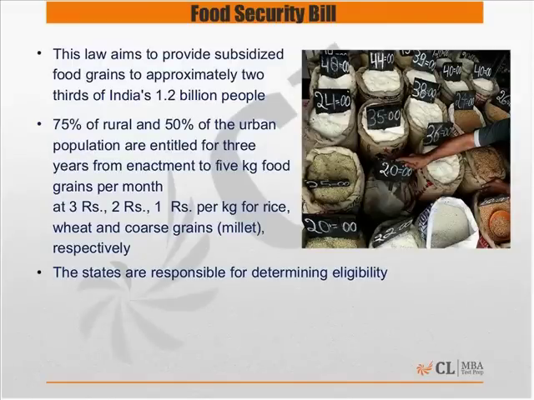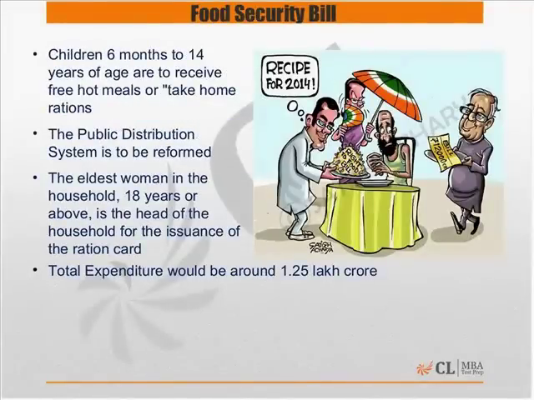That is 75% of the rural population and 50% of the urban population. The people covered under the food security bill will be entitled to get wheat, rice and millet or coarse grain at a meager cost. With the food security bill, you can correlate the midday meal scheme, or MDM scheme, in rural schools.